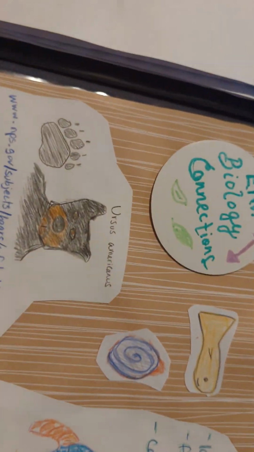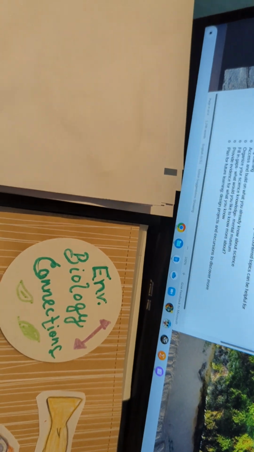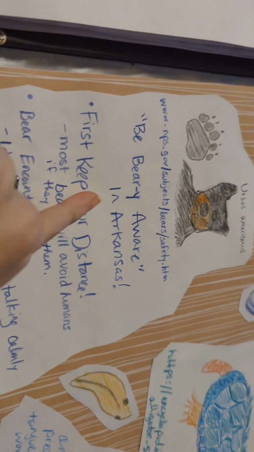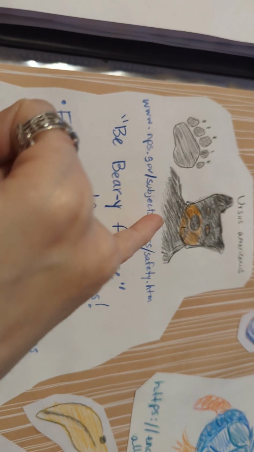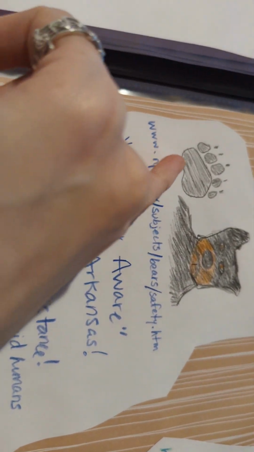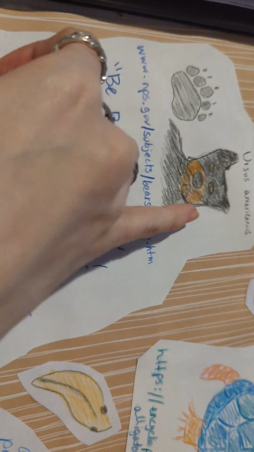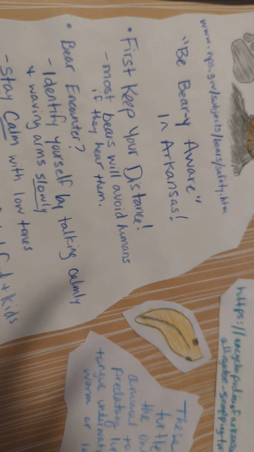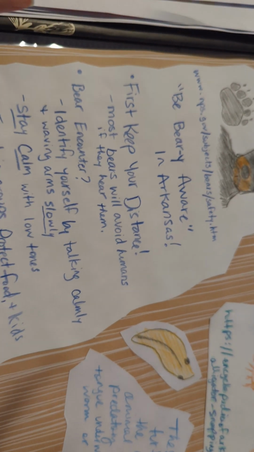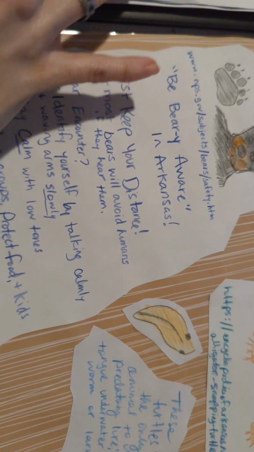And then I have environmental biology connections. Again, like Smokey the Bear, I made my own little Be Berry Aware in Arkansas. My bear looks more like a Doberman, but that is the bear paw print, Ursus americanus. The black bears are the only bears in Arkansas. So all of these tips I was not originally aware of. I got those from our Park Service website as well.